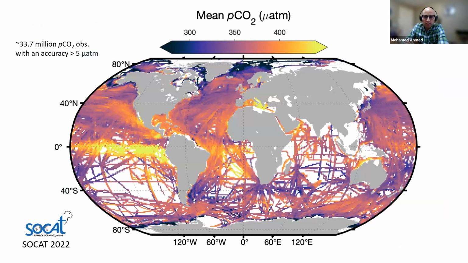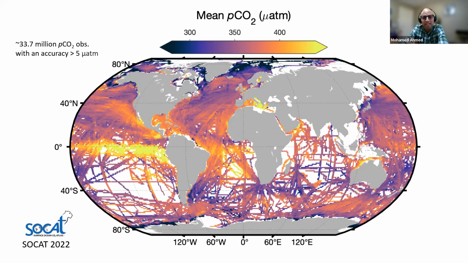The observations collected from these platforms are usually submitted to databases such as SOCAT. SOCAT is hosting around 34 million pCO2 observations with an accuracy better than 5 microatmospheres. This is the latest version, from 2021, and the data go back from 1957 to 2021, so it's really a rich database.